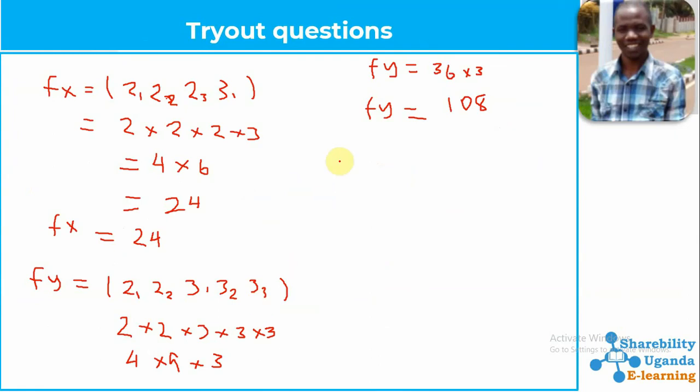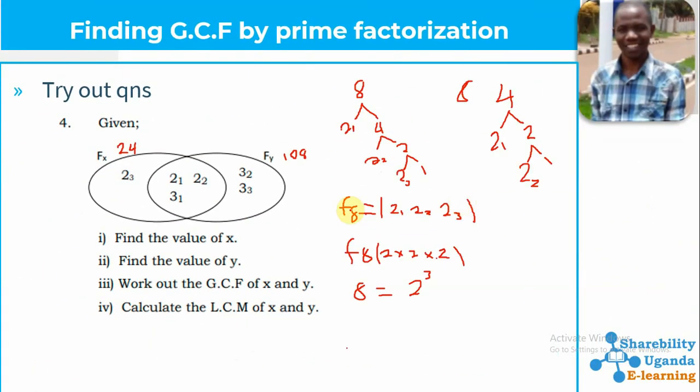Okay, let's find out our greatest common factor. For us to be able to get our greatest common factor, we need our f of x intersection f of y. By f of x, we mean the prime factors of x, and then the prime factors of y. So let's first list them out and we'll see.